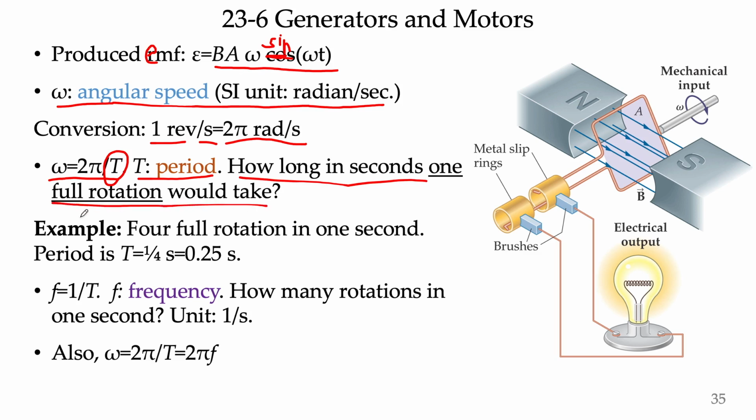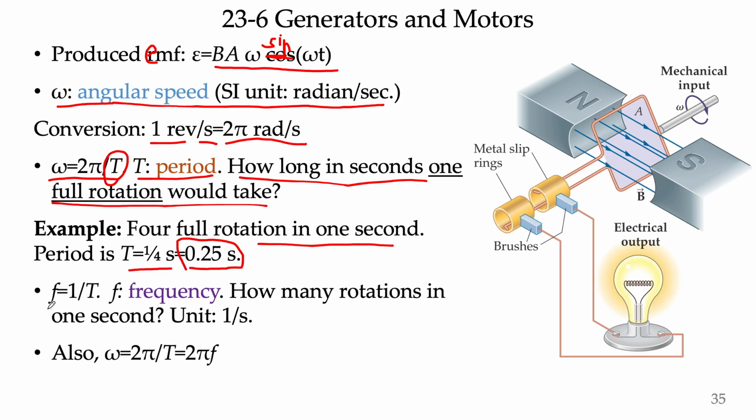Okay. So for example, if 4 full rotations happen in 1 second, what is the period? Well, if in 1 second 4 full rotations happen, then one full rotation should happen in 1/4 of a second, and that will be 0.25 seconds. So the period would be, in this case, 0.25 seconds.